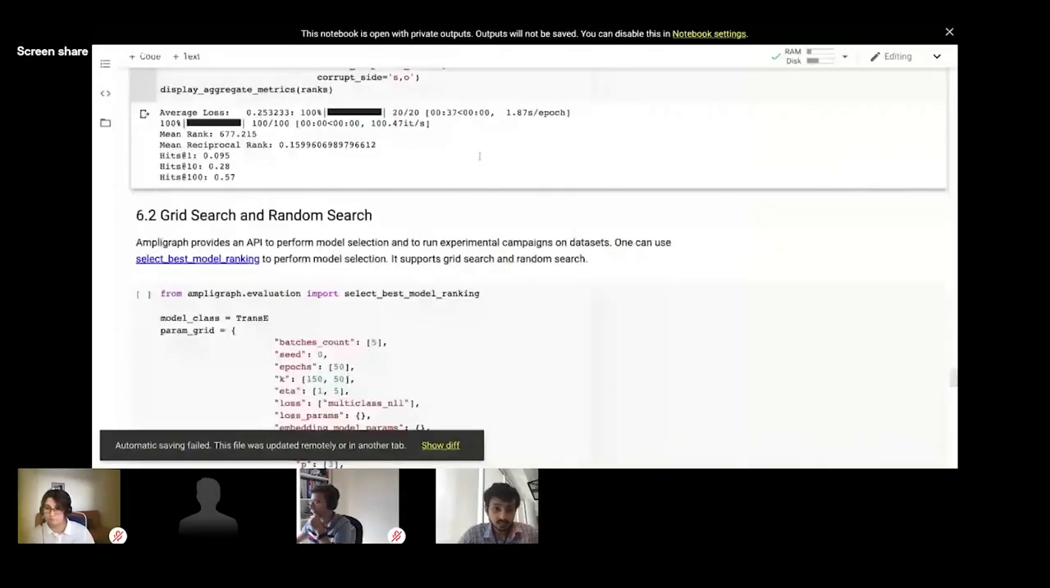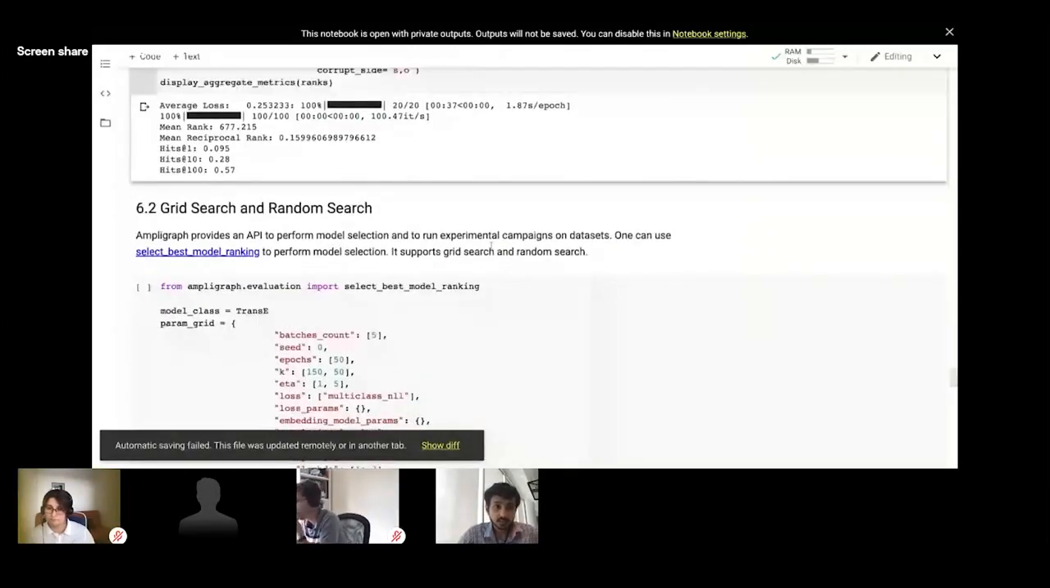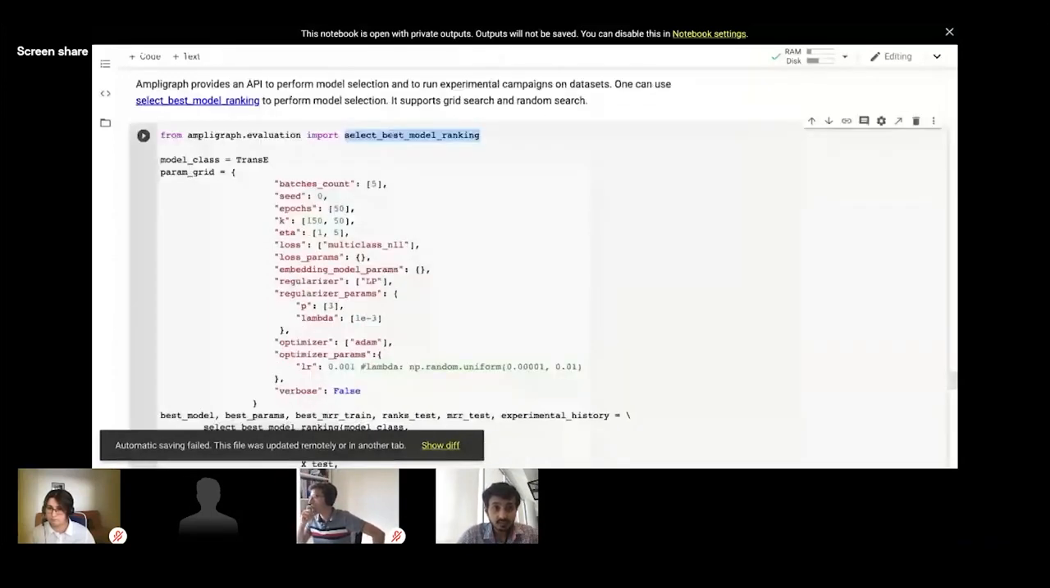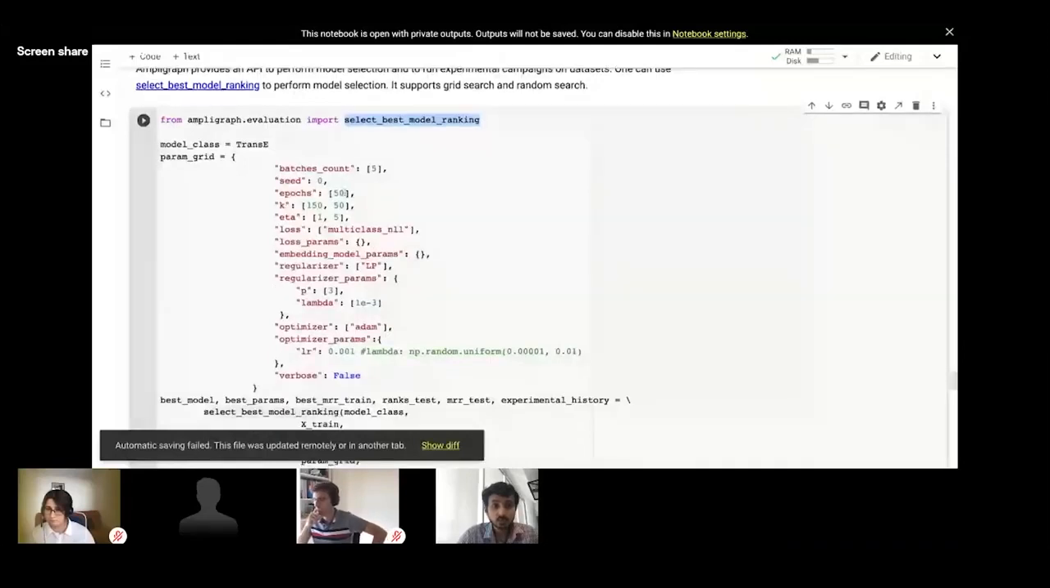So you can play around with this later. Until now, we have been individually running these models. But AmpliGraph provides an API called select_best_model_ranking under the AmpliGraph.evaluation module, which can be used to do hyperparameter search. So you can specify a grid like this.